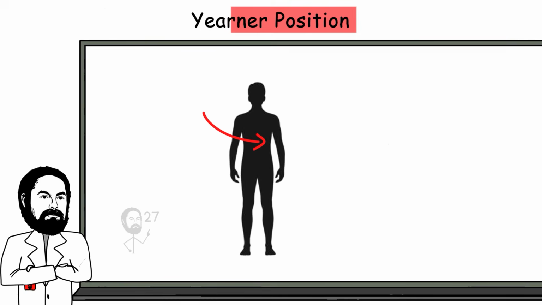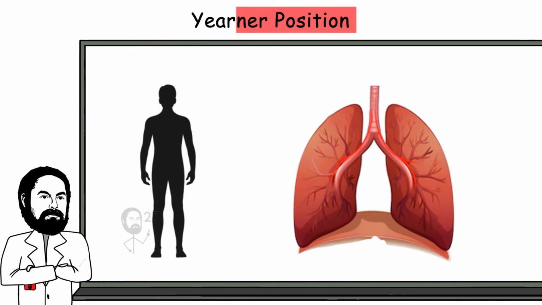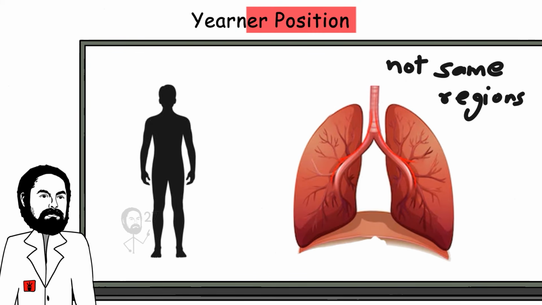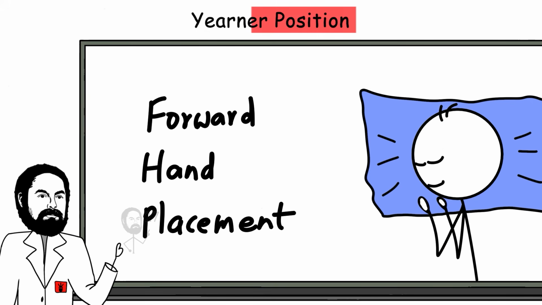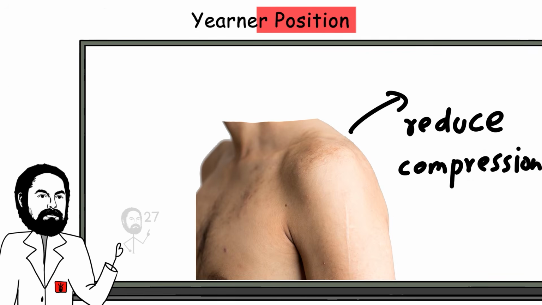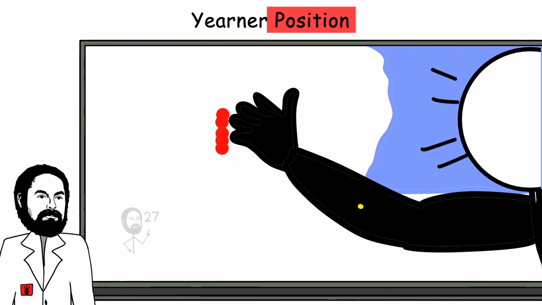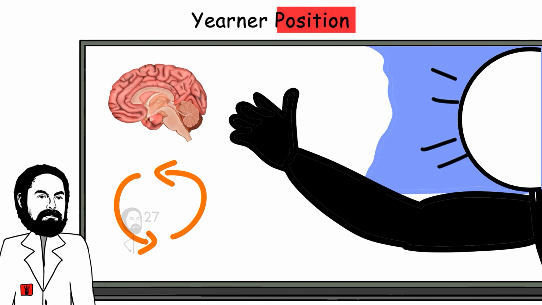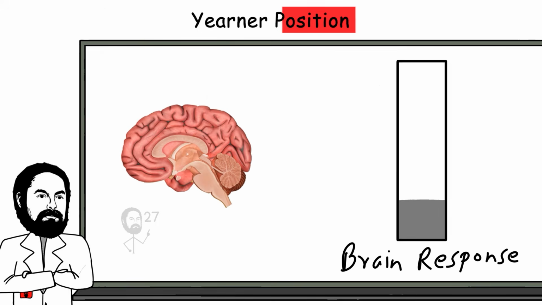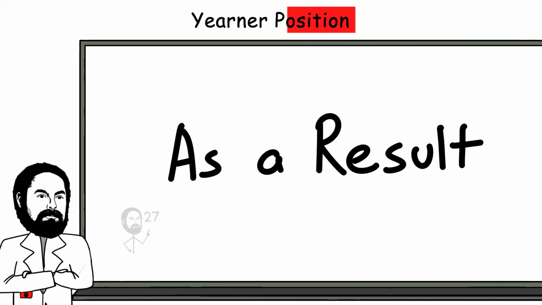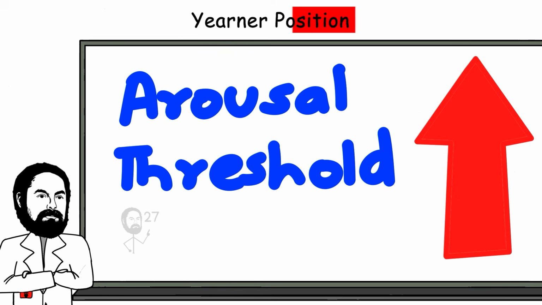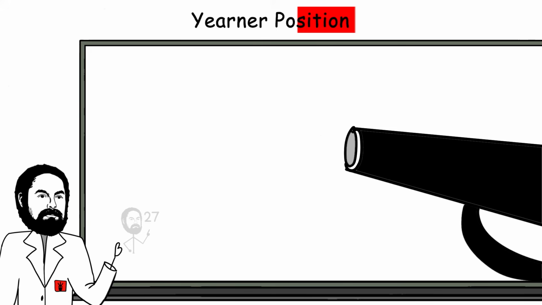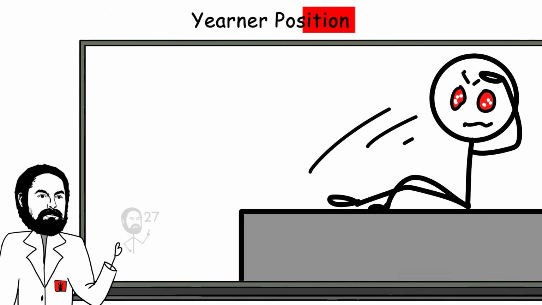The slight chest rotation allows different lung regions to expand during breathing, improving air distribution instead of using the same areas all night. Forward arm placement also spreads pressure away from a single shoulder, reducing continuous compression. The arms provide a constant and stable form of sensory stimulation, to which the brain gradually adapts. This reduces the brain's responsiveness to small external changes. As a result, the arousal threshold increases, meaning that a stronger stimulus is required to wake the brain during sleep.